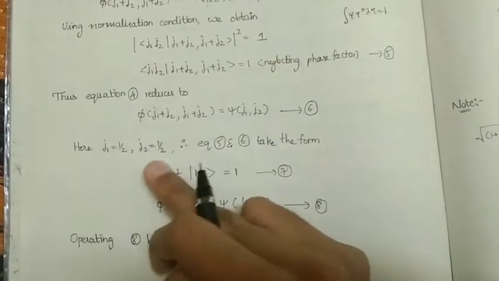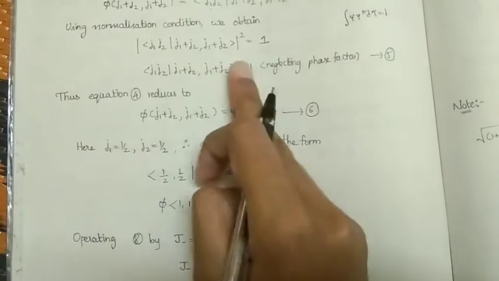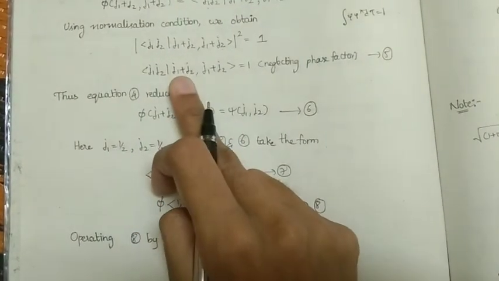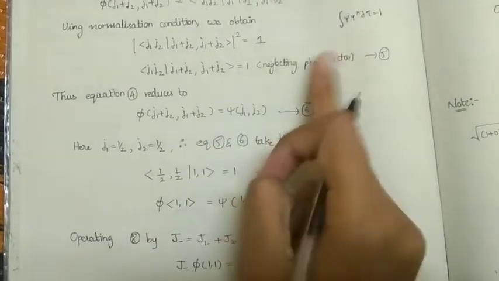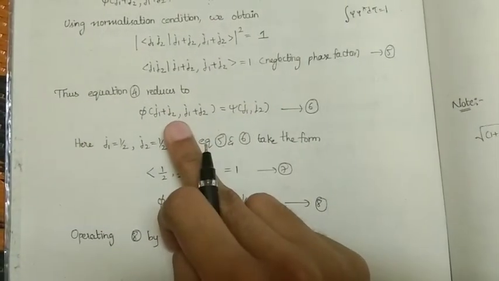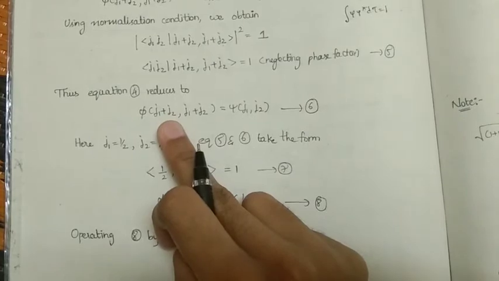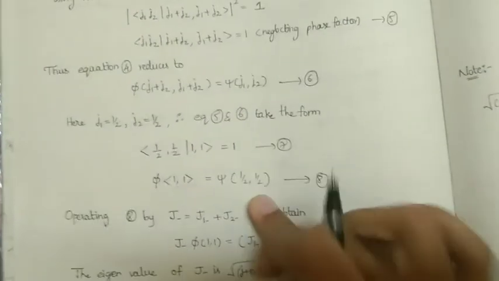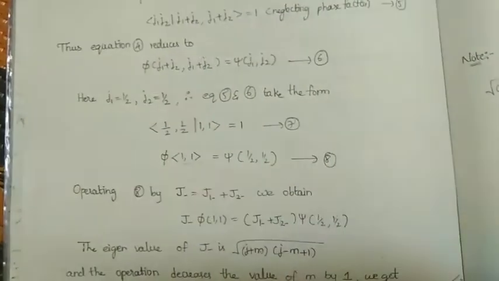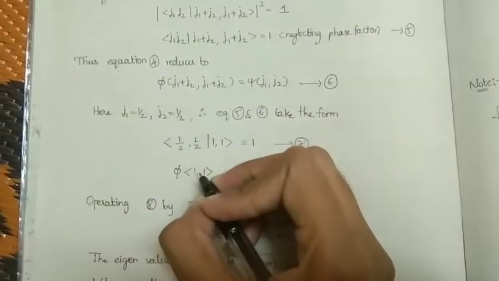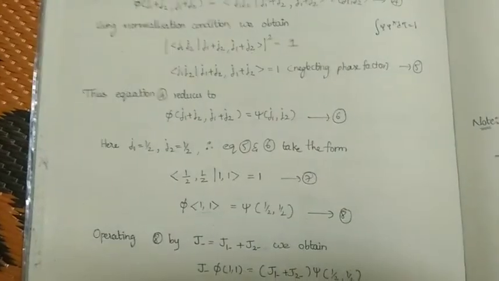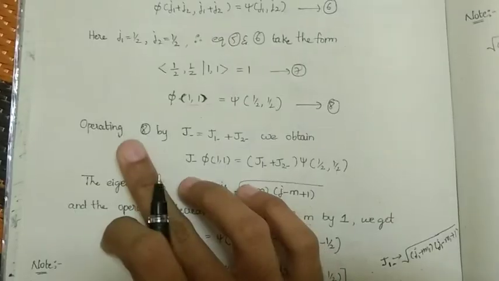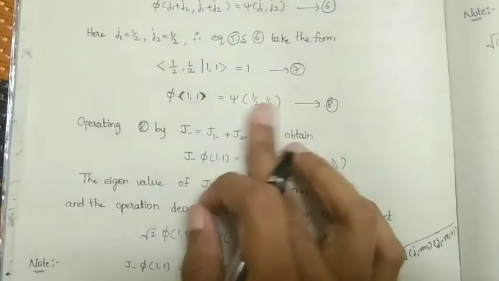If we substitute these j1, j2 values in this equation, we get half plus half, 1, half plus half, 1 equals 1, and here also half plus half, 1 comma 1, and xi of half comma half. So you would have this form. It's just simply a function: phi is a function of 1 comma 1, and xi is a function of half comma half.